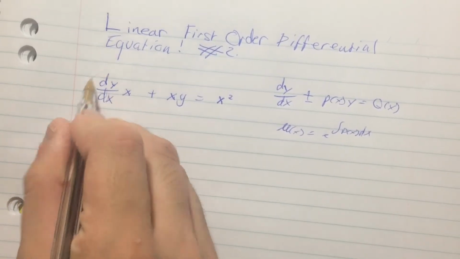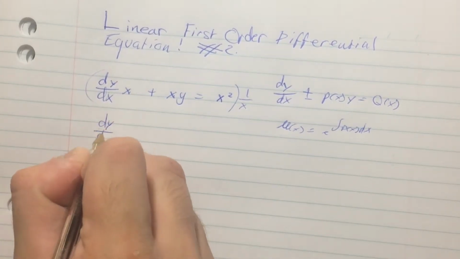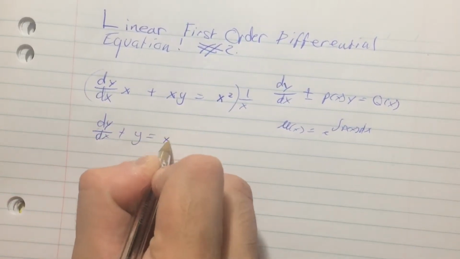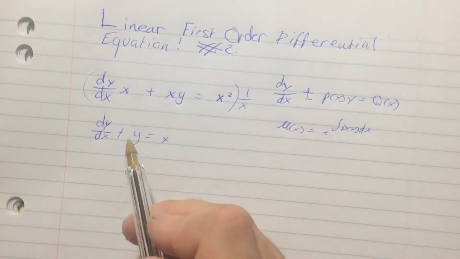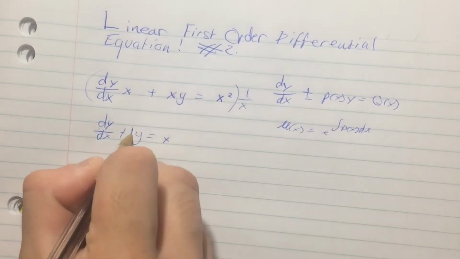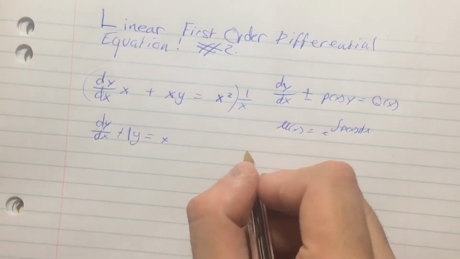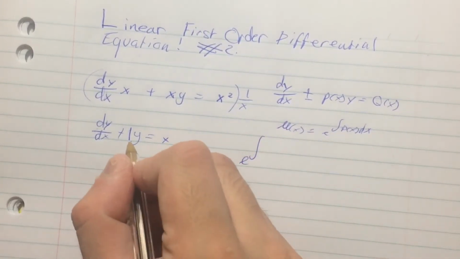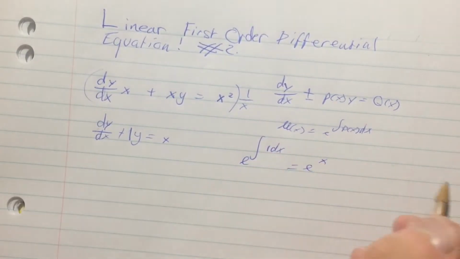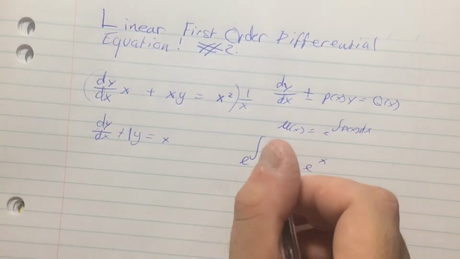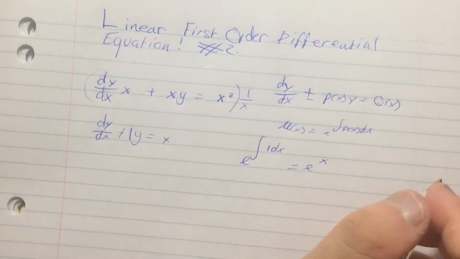So let's multiply the whole thing by 1 over x, so now it's just dy/dx plus y is equal to x. Alright, it's now of the form some function of x multiplied by y, and that function of x is obviously 1. So let's do it. Now let's find out our integrating factor. So e to the integral of 1 dx is equal to e to the x. Alright, that's our integrating factor. The integral of 1 dx is just x, and therefore our integrating factor is e to the x.